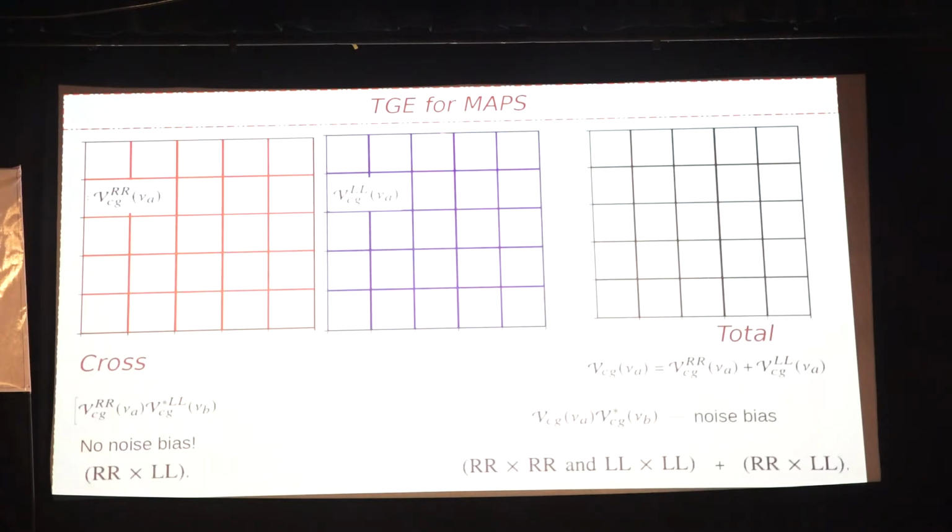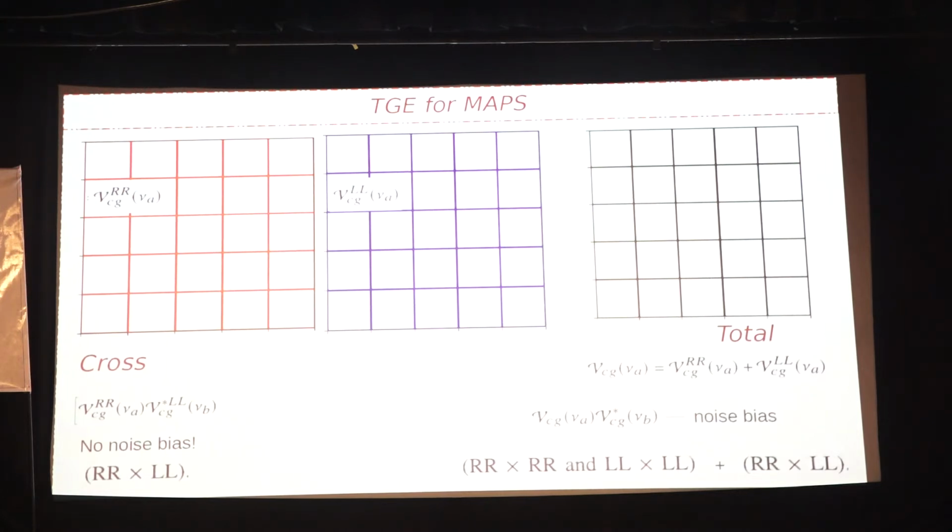So in this particular work, I have first gridded the visibilities for RR and LL polarizations separately, and cross-correlated those two polarizations to estimate the multi-frequency angular power spectrum. Since the noise in these two gridded visibilities is uncorrelated because they are two different polarizations, there is no noise bias in this estimator.